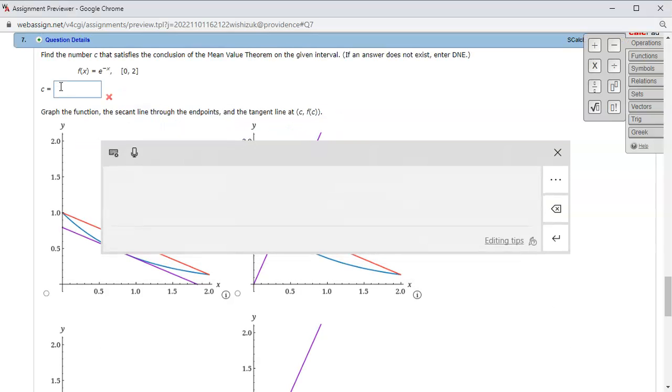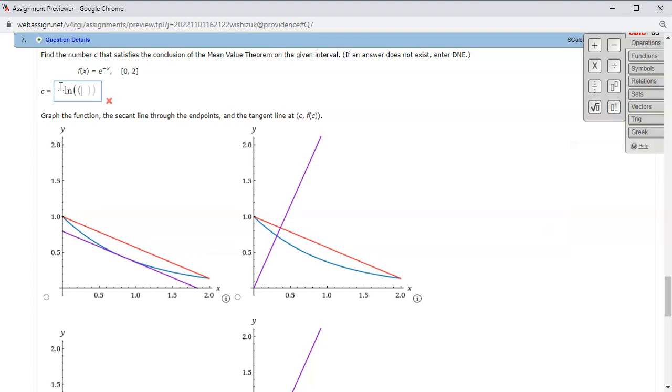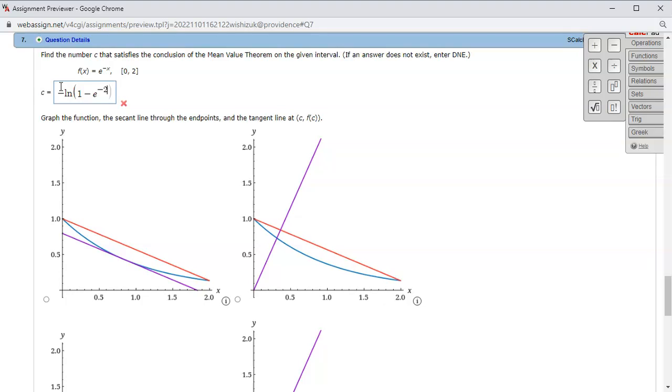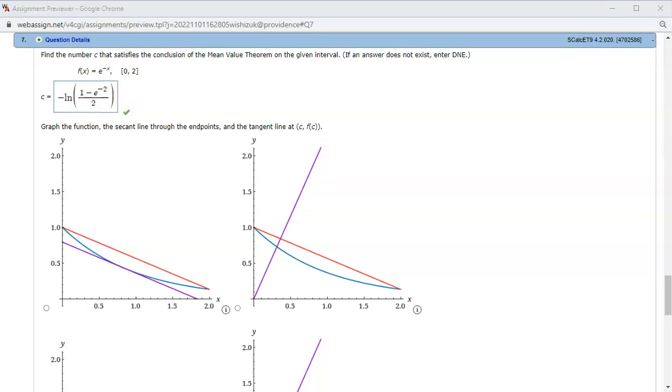So what we found was negative natural log of 1 minus e to the negative 2, this whole thing divided by 2, and that's that. So let's check the answer. I came back and it looks like we got the c value correctly.